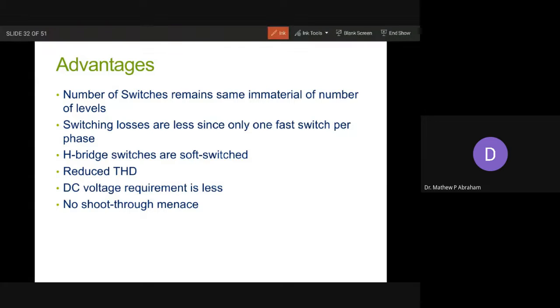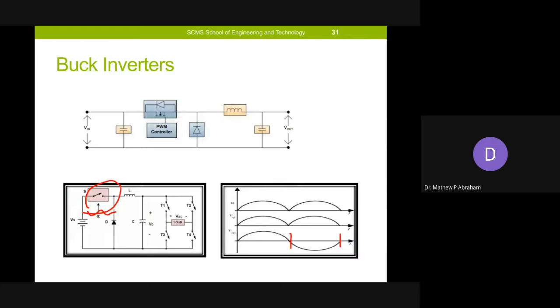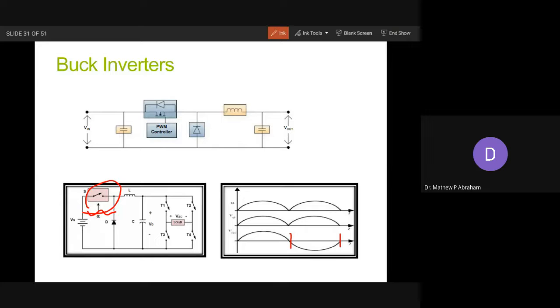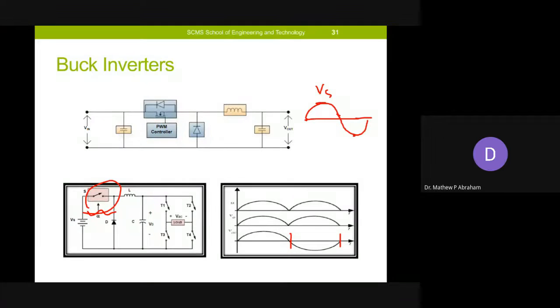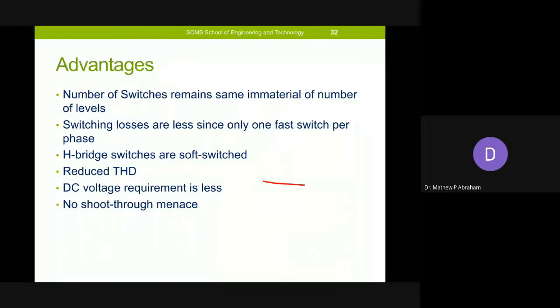Another plus point is that you see this, we get a DC voltage which is as high as this VS itself. It is getting duplicated here, whereas in the previous case it was VDC by 2. Here, VS itself. So we get almost double the output voltage from the same DC, which is good for our smart grids.